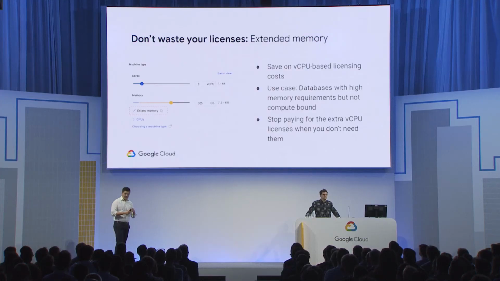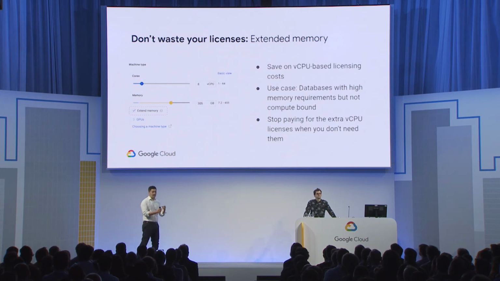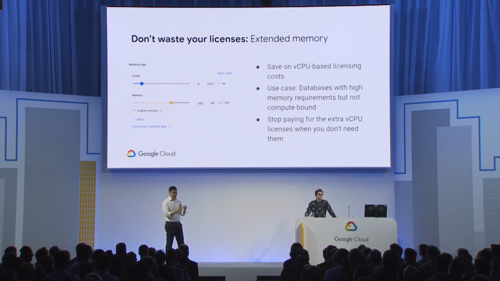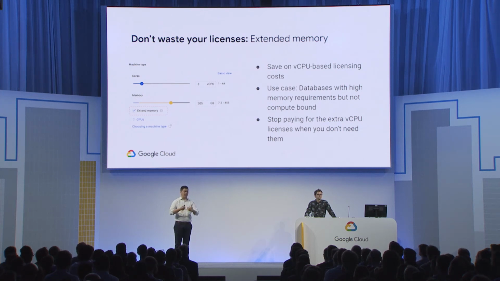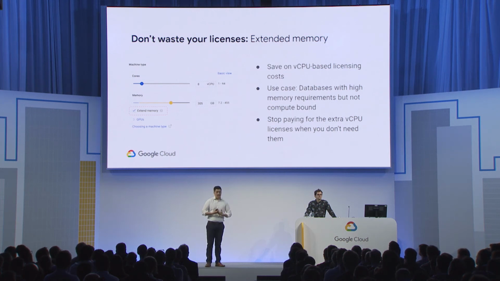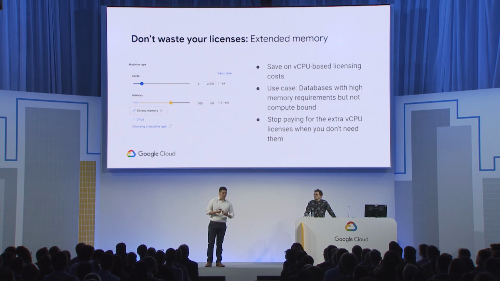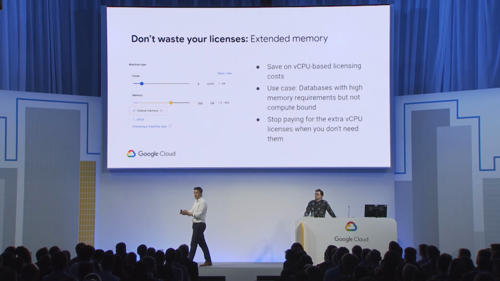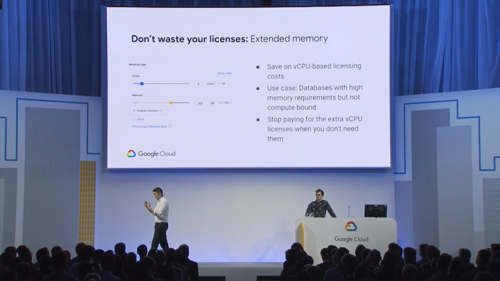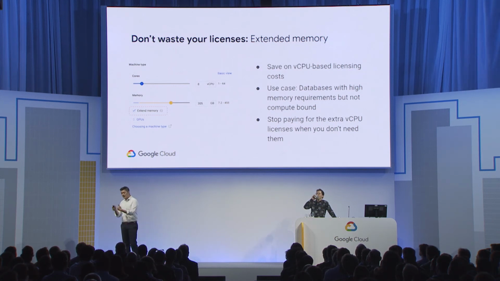The first is calling back to the customizable machine types. You can use extended memory. So here's an example. If you have a database, let's say SQL Server running, and it doesn't need a lot of compute, but needs a lot of memory, you're charged on the core cost, right? So if you're charged on 8 cores per hour, that's what you're being billed at.